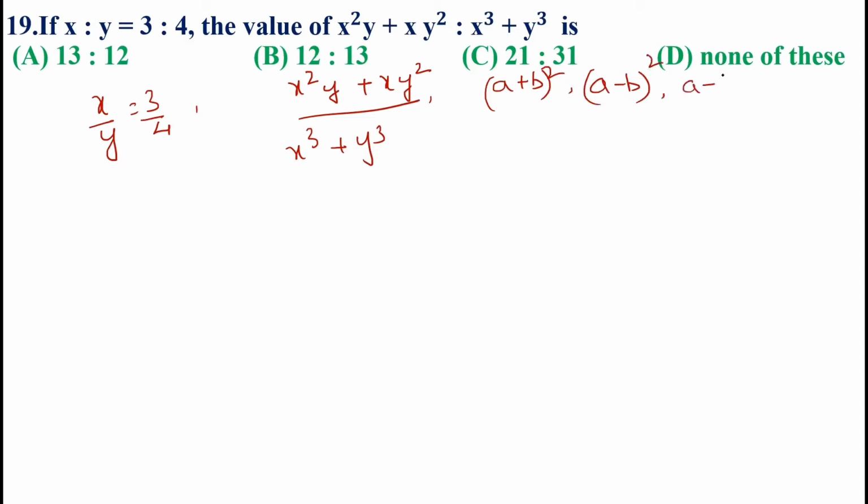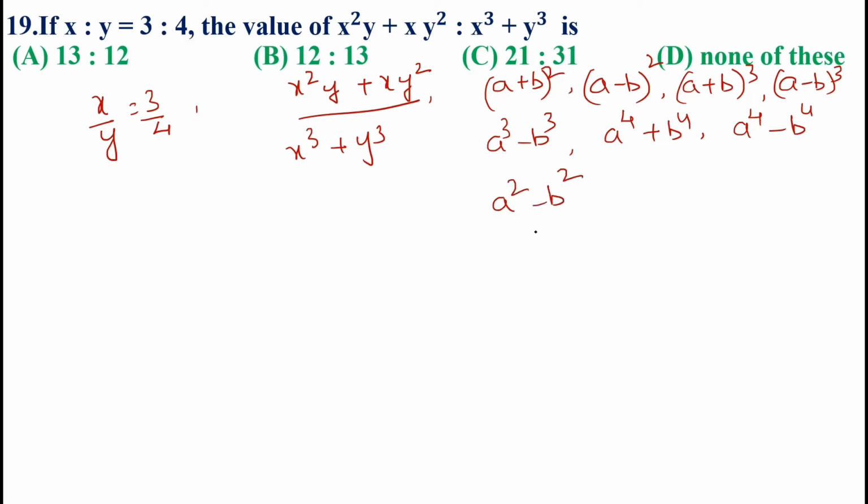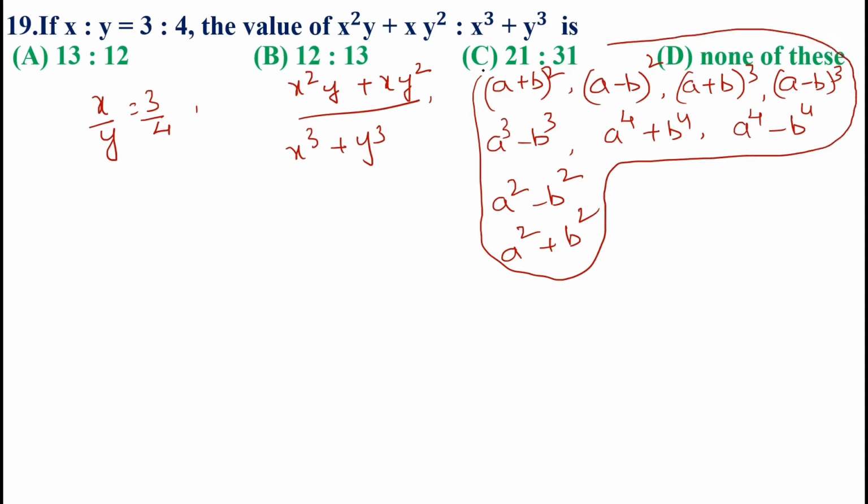A plus b whole cube, a minus b whole cube. You can directly Google search, you will get images. A cube minus b cube. A to the power of 4 plus b to the power of 4, and a to the power of 4 minus b to the power of 4. A square minus b square, a square plus b square. These are the formulas mandatory to learn.